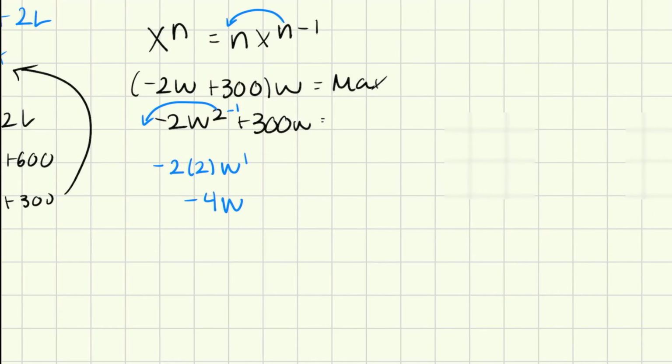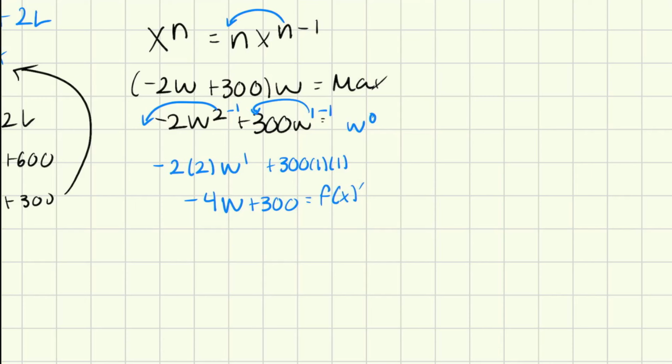Now, for the 300W over here, we're going to do the same thing. This is W raised to the first power, so we move the 1 down, and you get plus 300 times 1, and then you subtract 1 from this power. You're going to notice you get W to the 0, which is equal to 1. So we get negative 4W plus 300 as the derivative of our original equation.